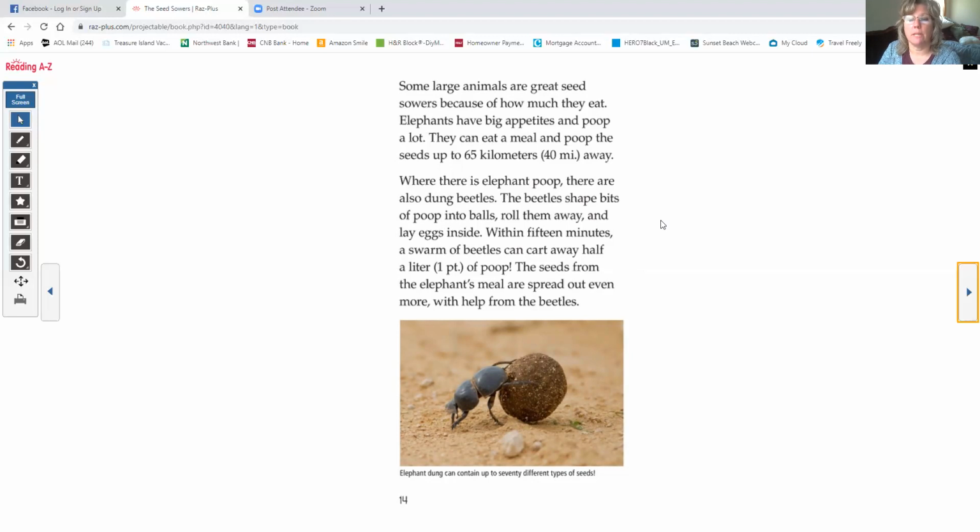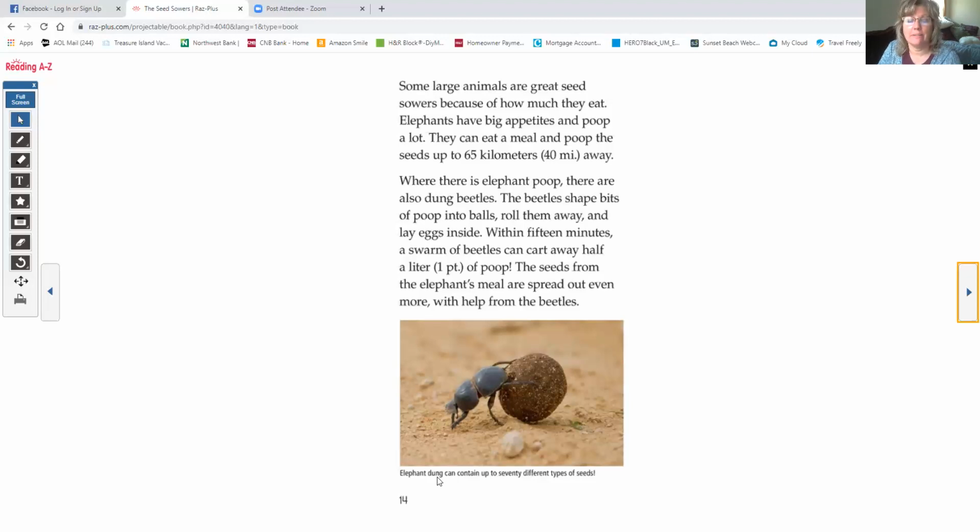The beetles shape bits of poop into balls, roll them away, and lay eggs inside. Within 15 minutes, a swarm of beetles can cart away half a liter. That's 1 pint of poop. The seeds from the elephant's meal are spread out even more with the help from the beetles. And the caption at the bottom here, elephant dung can contain up to 70 different types of seeds. So dung is a synonym for poop. You got it. Poop. Your teacher said poop.